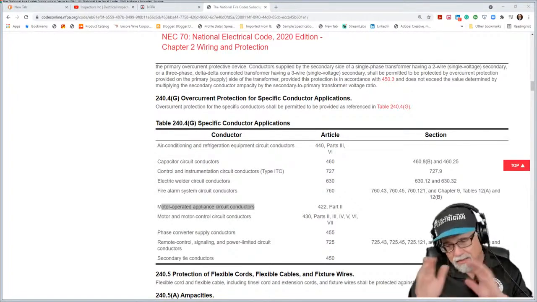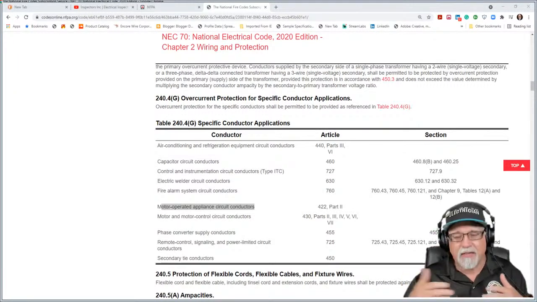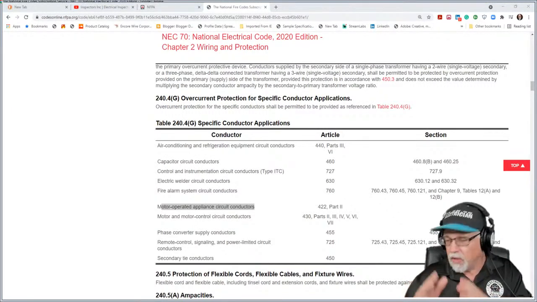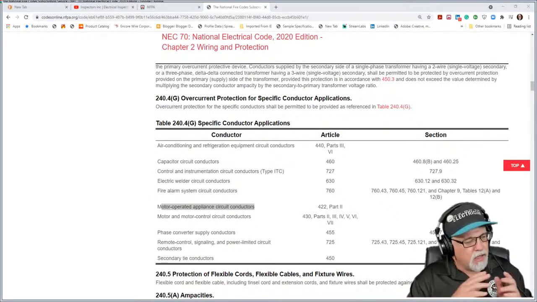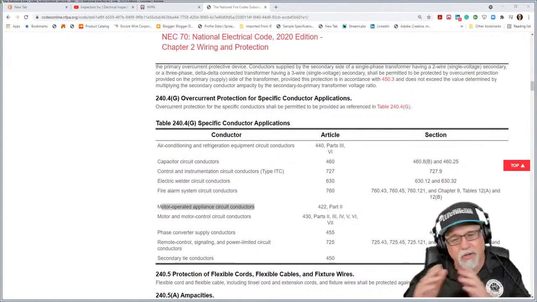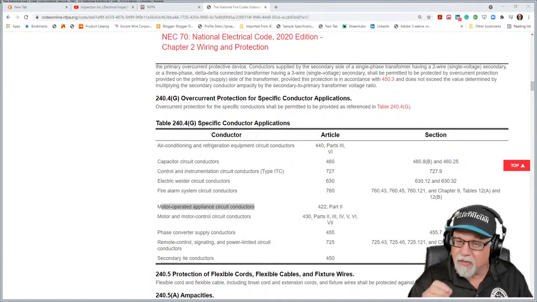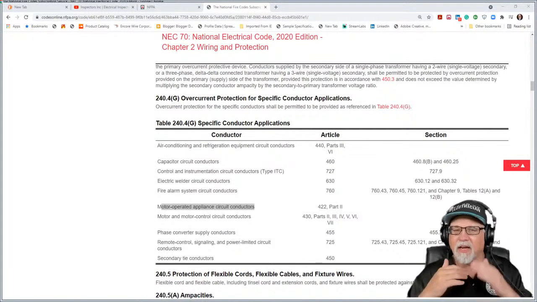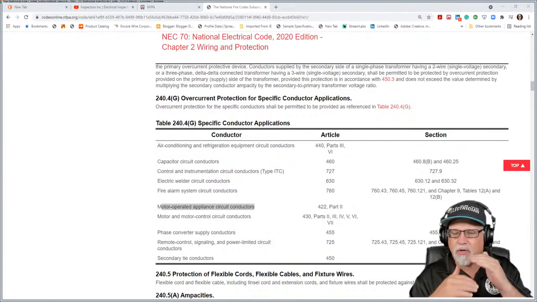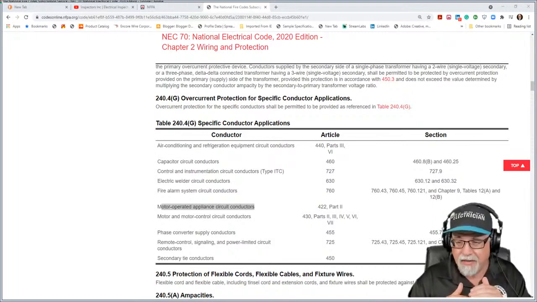Generally, your normal branch circuits and things like that, it holds true. A 14 on a 15, a 12 on a 20, 10 on a 30 holds true. But there are those allowances where, because of the characteristics of the motors involved or the units that are involved, it's okay to do that.